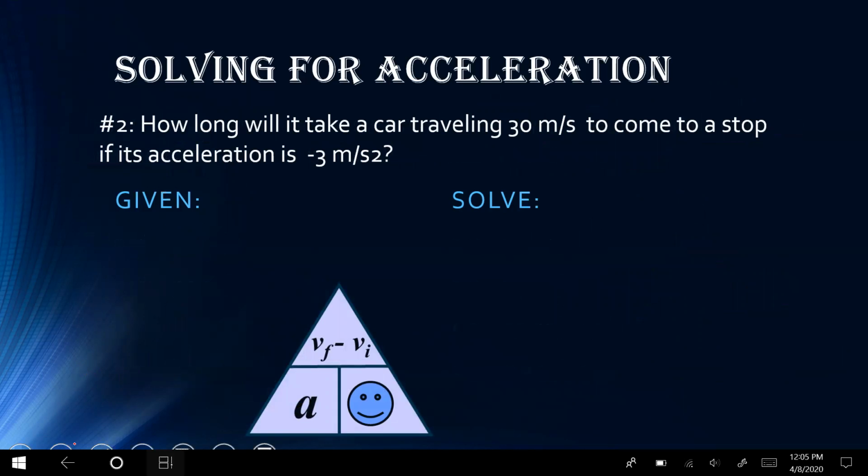And now let's do another one. How long will it take a car traveling 30 meters per second to come to a stop if its acceleration is -3 meters per second squared? So in this one, we are looking for the time. How long will it take? So that's going to be our time.